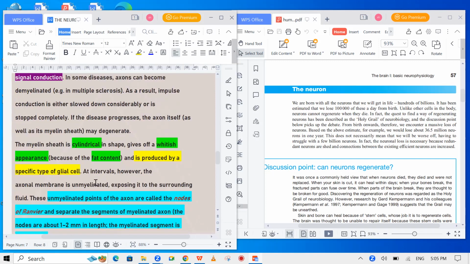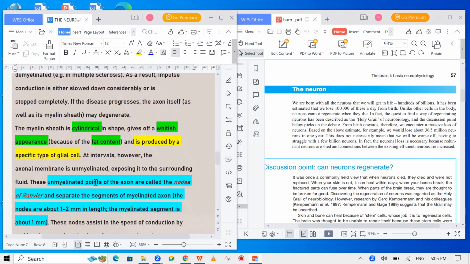So what is the shape of the myelin? The myelin sheath is cylindrical in shape, whitish in color. It is whitish because it has fat in it. And it is produced by the glial cells, which we have learned about in the past lecture.